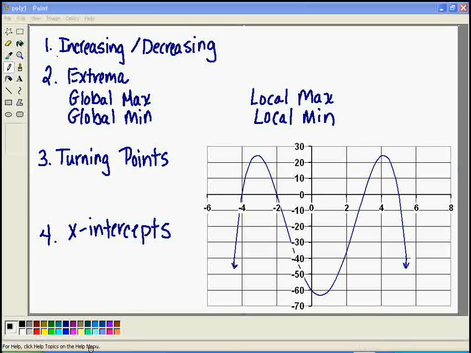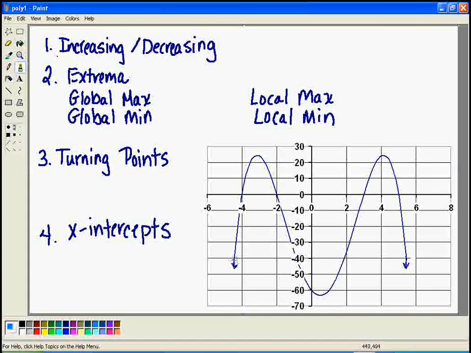Hi, this video will talk about terminology related to the graph of a polynomial. First, we will discuss where it's increasing and decreasing. Then we will talk about extrema, both global and local. Then we'll talk about turning points and finally x-intercepts. So the first thing we're going to talk about is how to determine when a polynomial is increasing or decreasing.